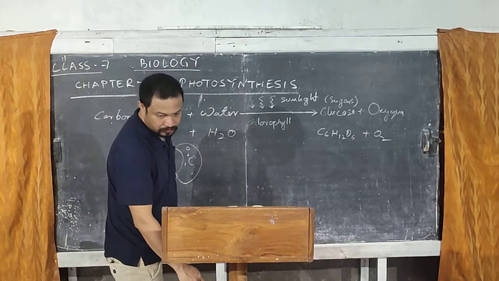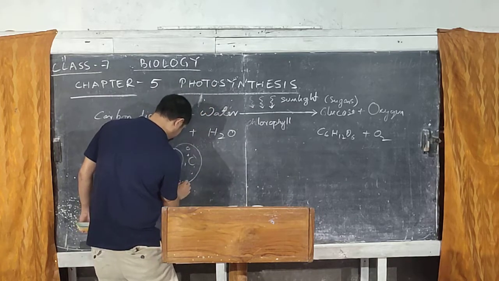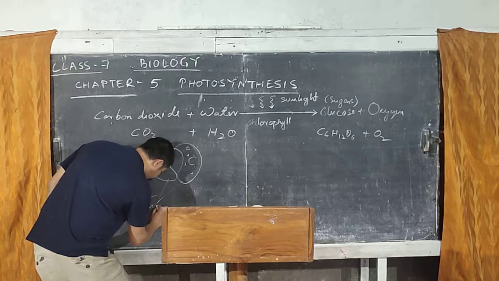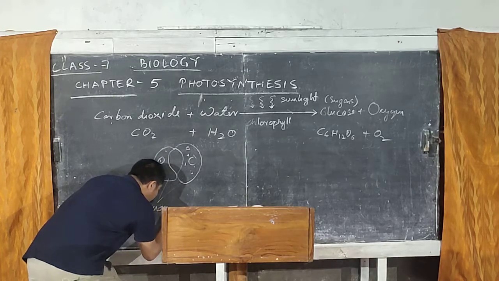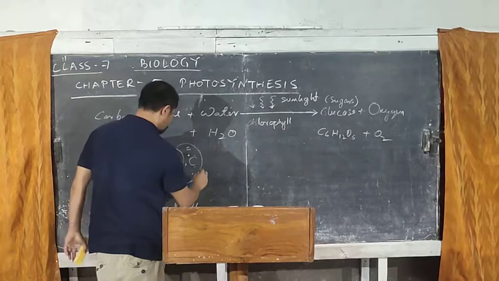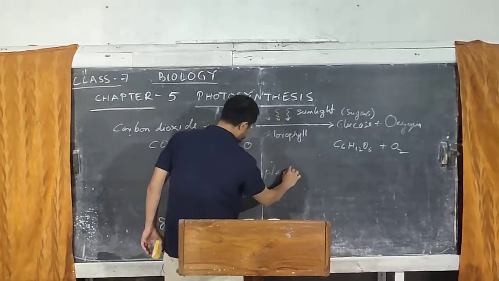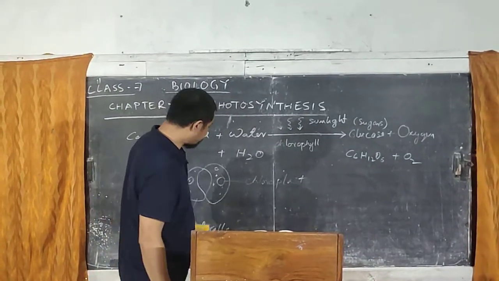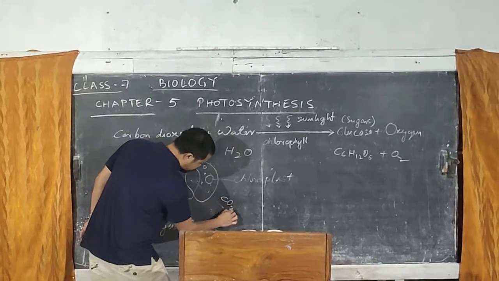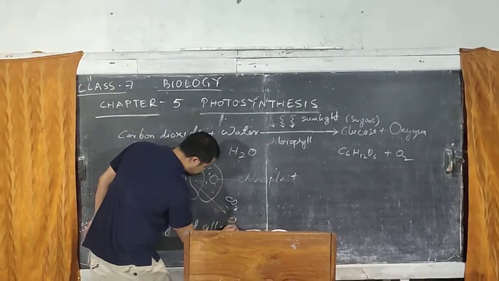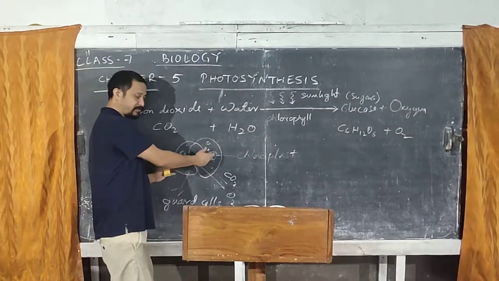Okay, so these are the guard cells. And these are chloroplasts. And this is the stomatal opening. Understood? So CO2 would go in from here, and O2 would also come out from here. Understood? Now this guard cell is filled with a certain jelly-like substance, cytoplasm.